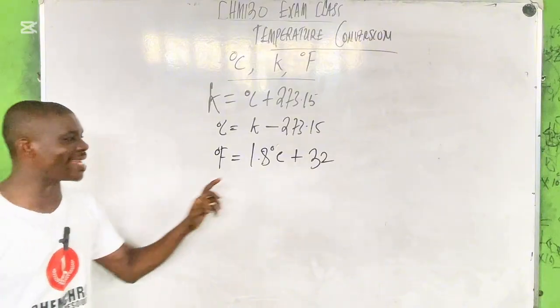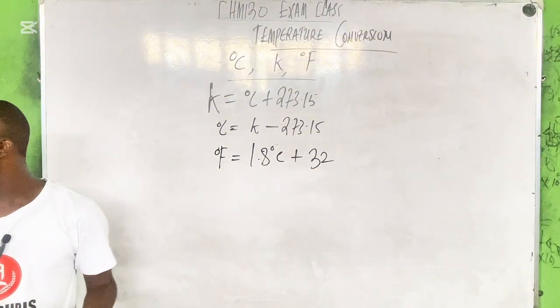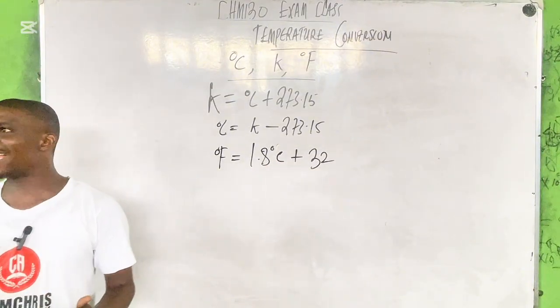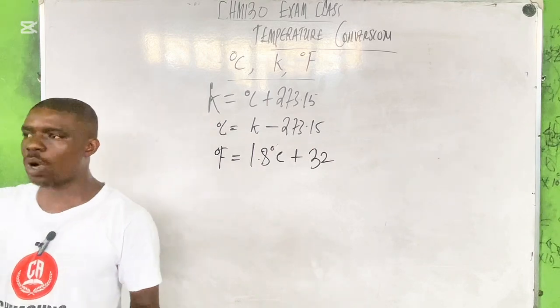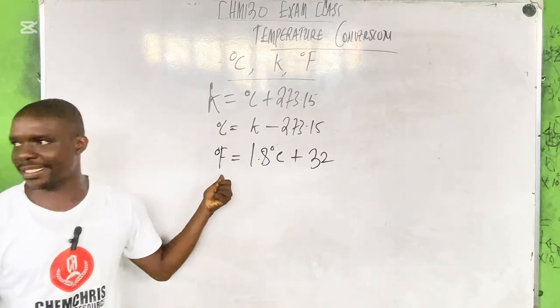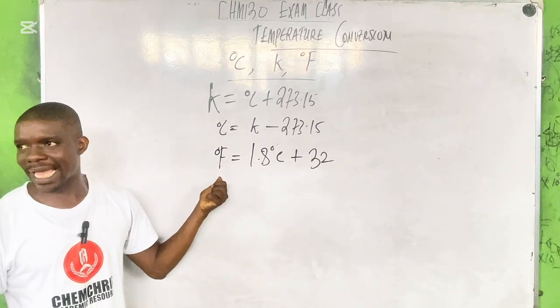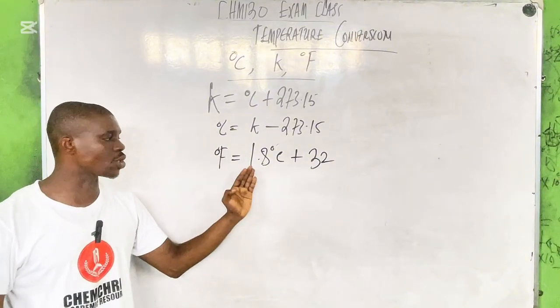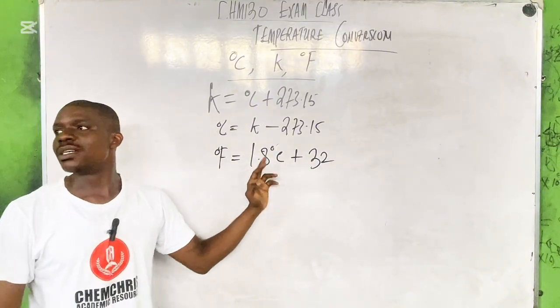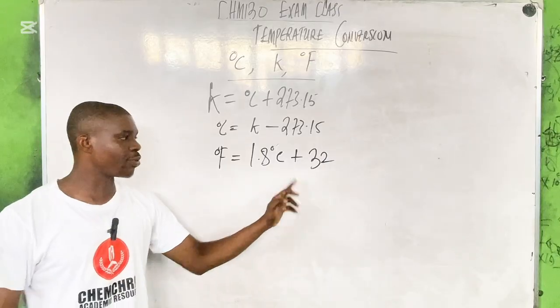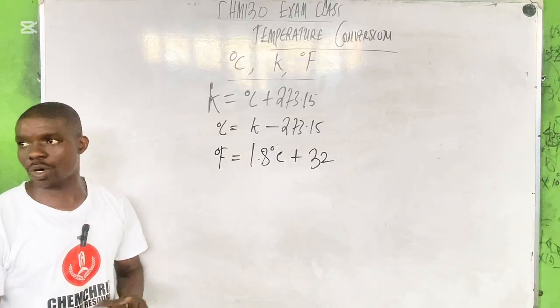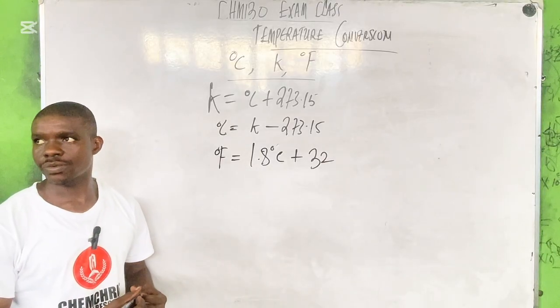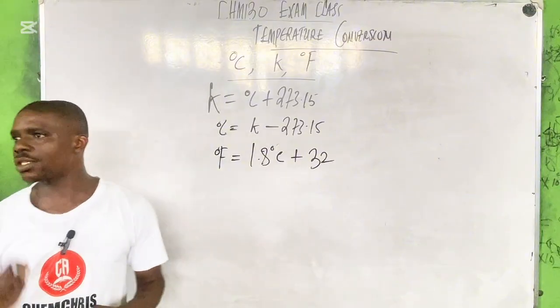Now, this is when Celsius is given to me and I'm asked to convert to degree Fahrenheit. So degree Fahrenheit is equal to 1.8 times degrees centigrade, plus 32.